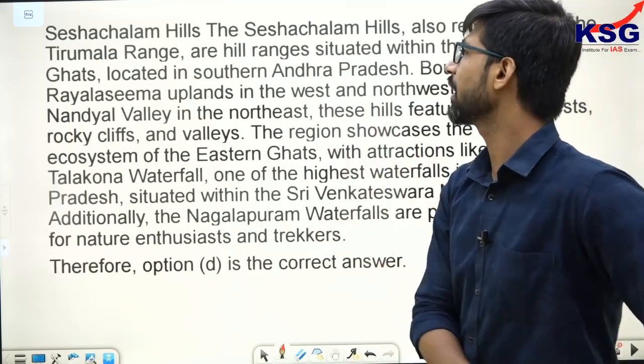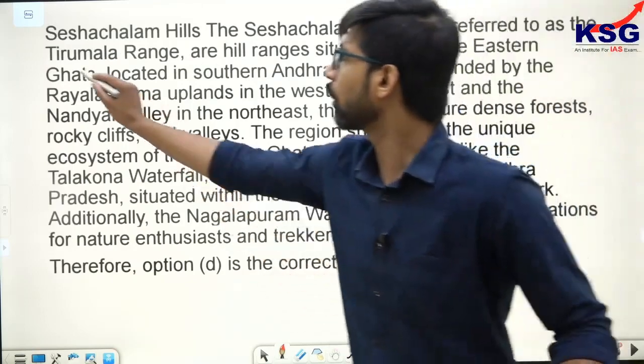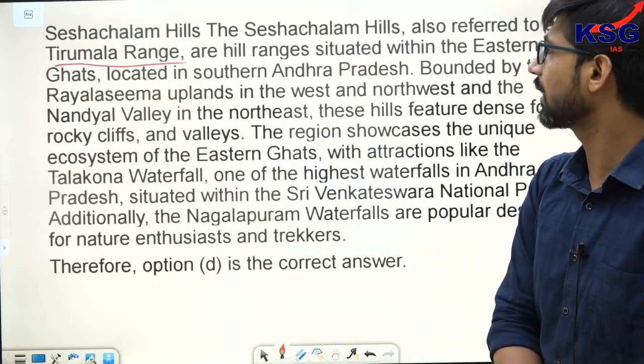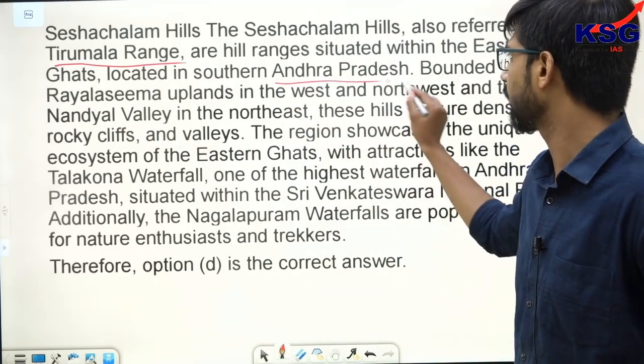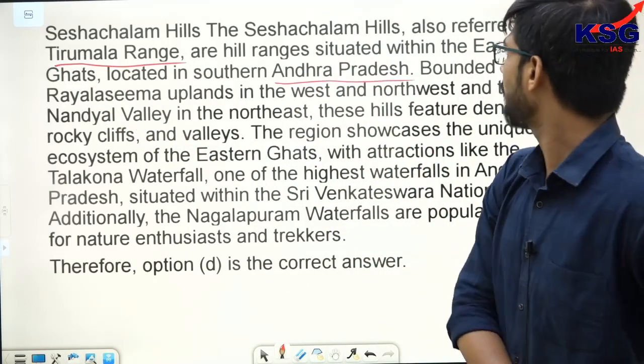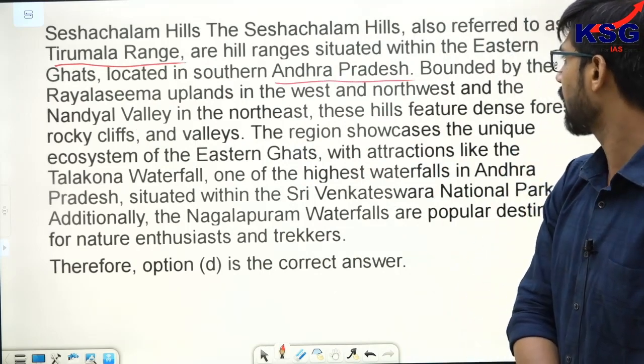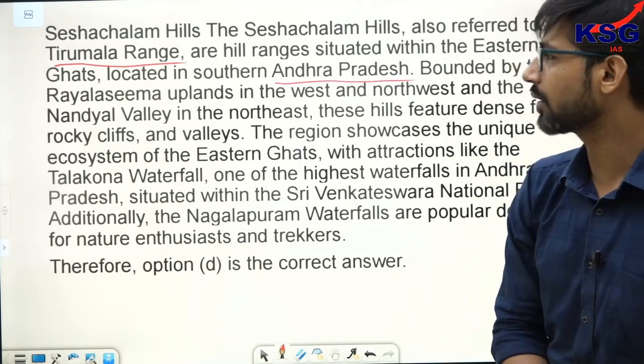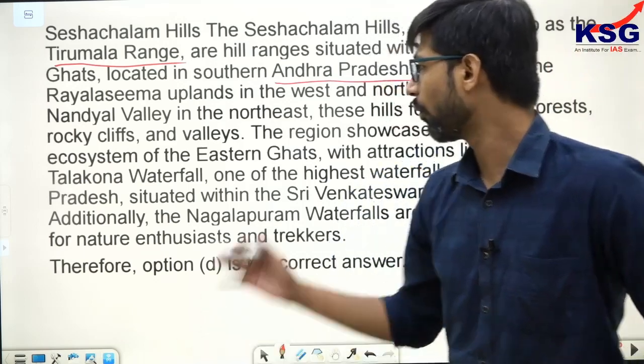Sheshchalam Hills. The Sheshchalam Hills are located in the Tirumala range and are hill ranges situated within the Eastern Ghats in southern Andhra Pradesh. Please remember this. They are bounded by the Rayalaseema uplands in the west and northwards and the Nandyal Valley in the northeast, and these hills feature dense forests, rocky cliffs as well as valleys.